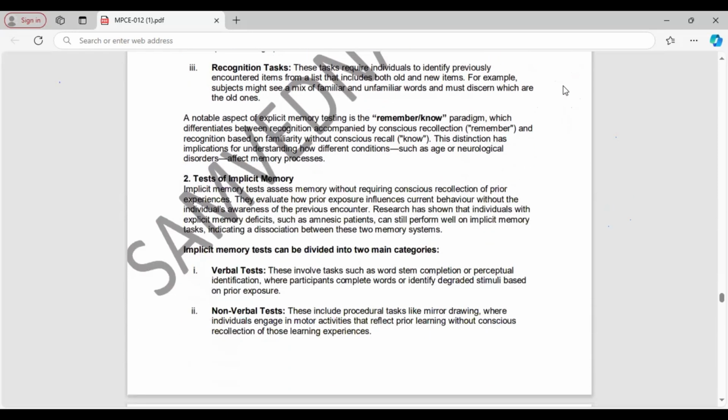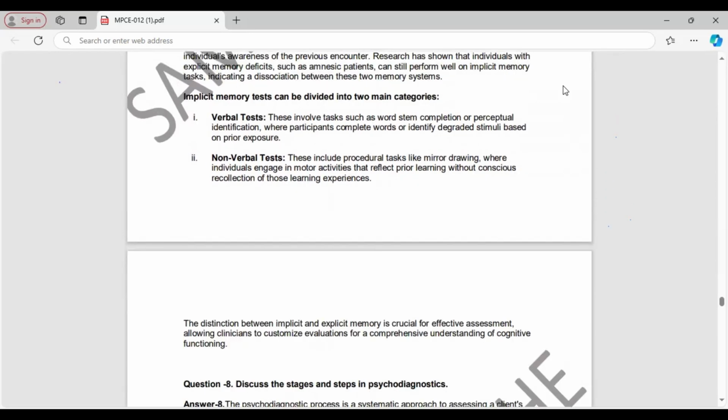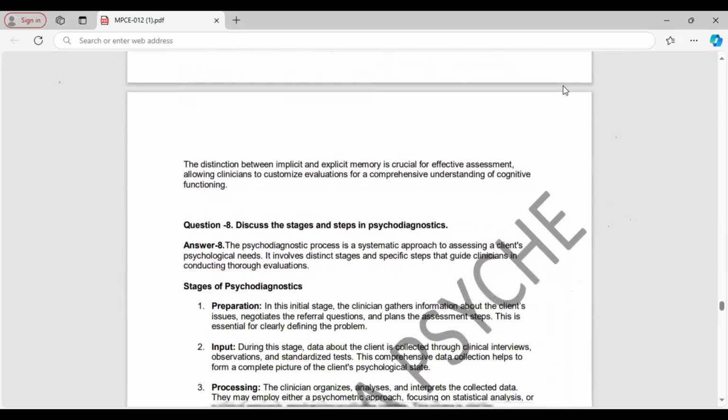Tests of implicit memory. Implicit memory tests assess without conscious recollection, evaluating how prior exposure influences current behavior. Even individuals with explicit memory deficits can perform well on these tasks. Implicit tests include verbal tests, which include tasks like word stem completion based on prior exposure, and non-verbal tests include procedural tasks reflecting prior learning without conscious recall. Understanding the distinction between these memory types allows for tailored evaluations and a comprehensive assessment of cognitive functioning.